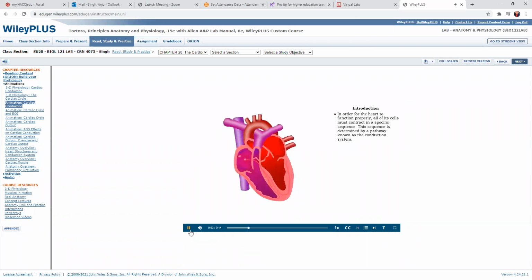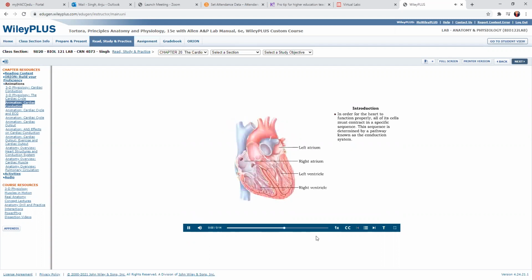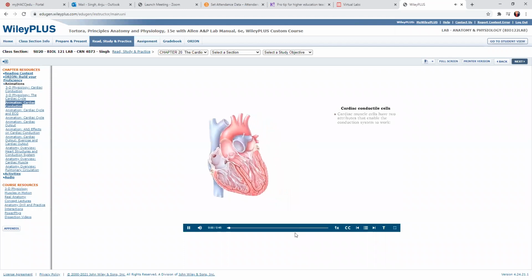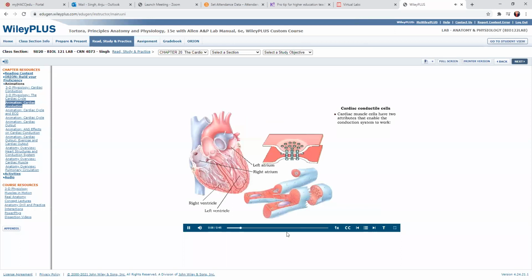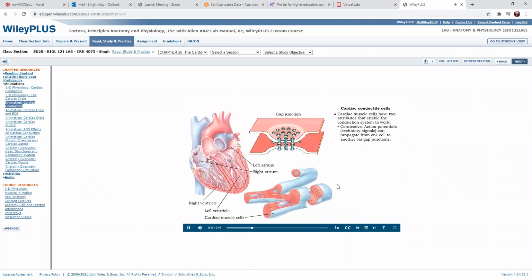In order for the heart to function properly, its cells must contract in a specific sequence. A pathway known as the conduction system determines this sequence. The heart's unique conduction system works because of cardiac muscle cells that are both connective and autorhythmic. Autorhythmic cells spontaneously generate and spread action potentials from fiber to fiber across gap junctions. This triggers the networked heart fibers to contract in a regular rhythm.